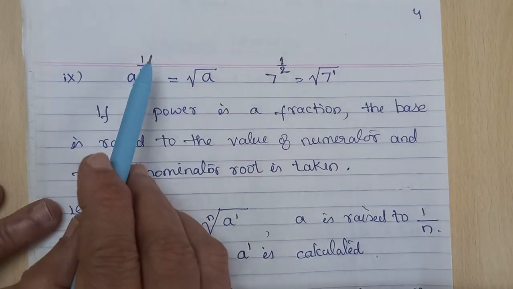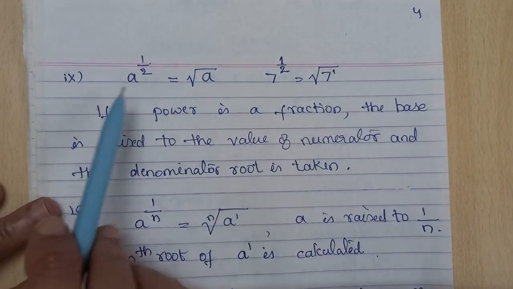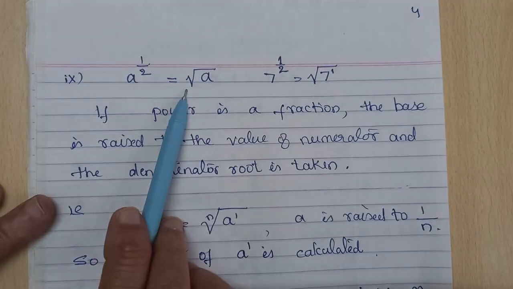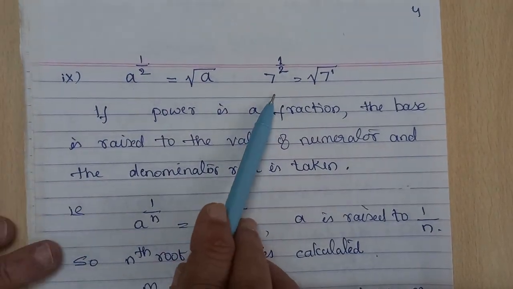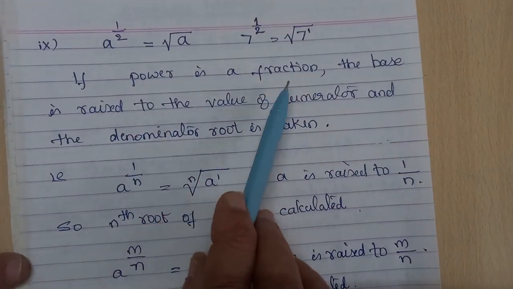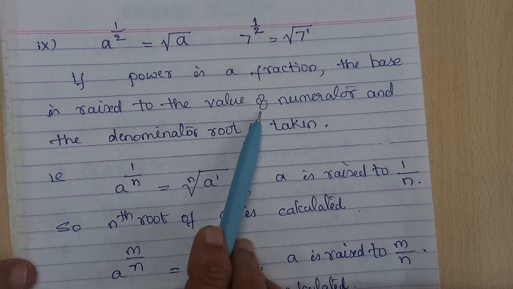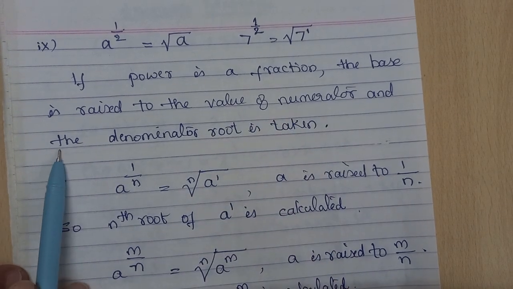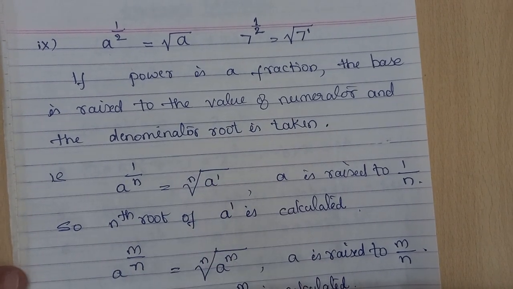What if the power is a fraction? a to the power half is square root of a. That is 7 to the power half is equal to square root of 7. If the power is a fraction, the base is raised to the value of the numerator and the denominator root is taken.